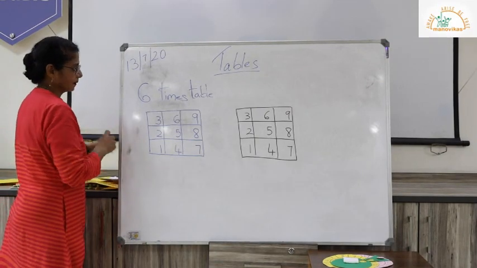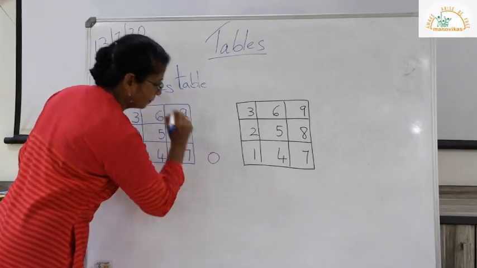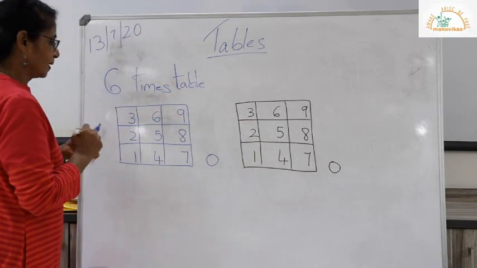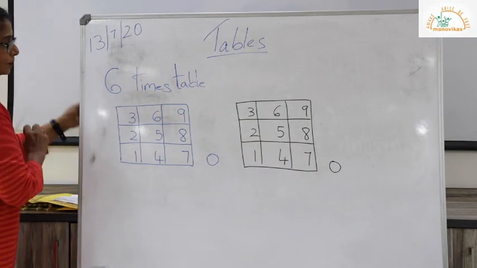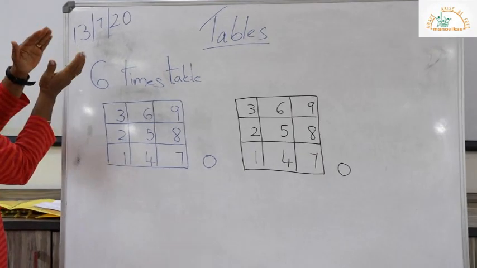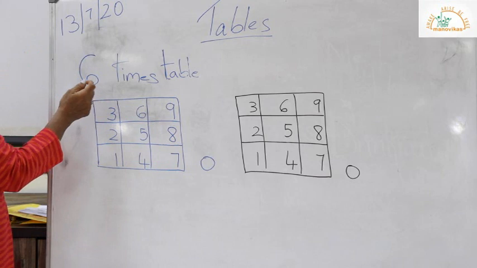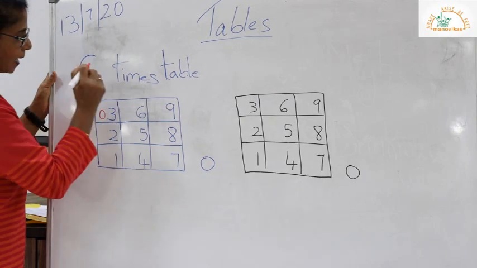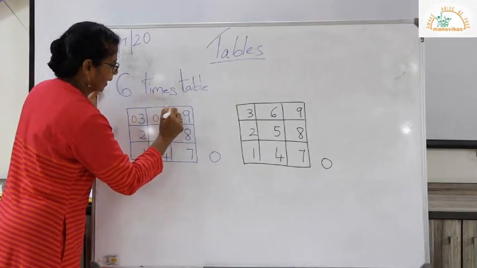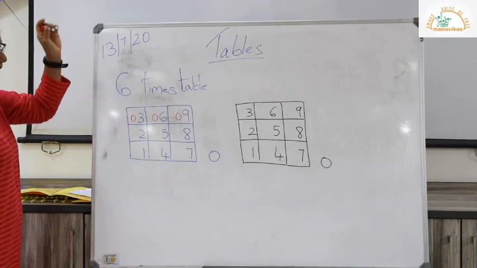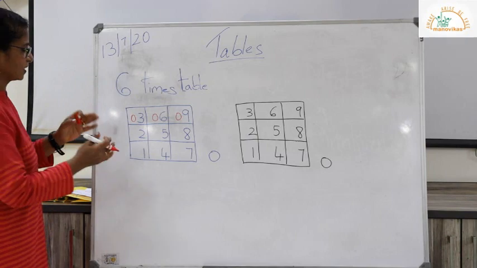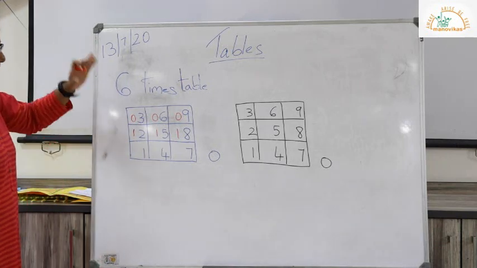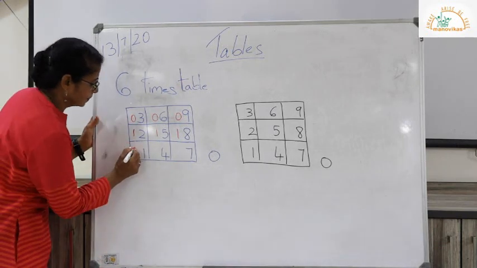Here we are going to write the number 0. Here too we will write the number 0. In the top row, we are going to make a 0, another 0 and another 0. In the second row, we are going to write in the tens place number 1. In the bottom row, we are going to write number 2.